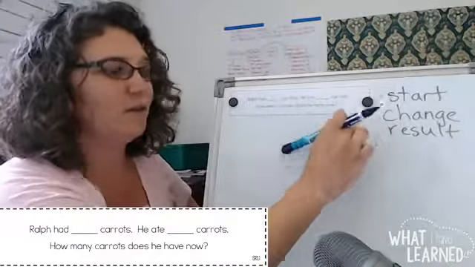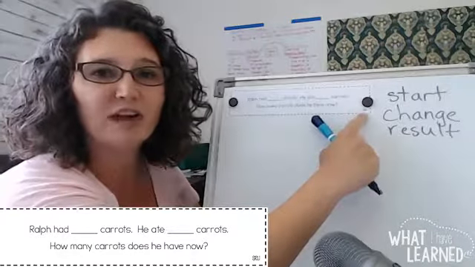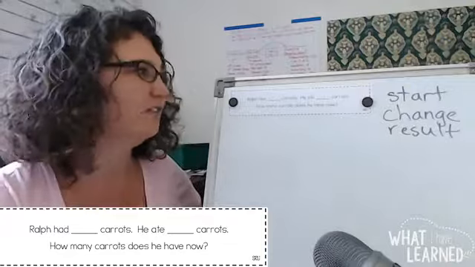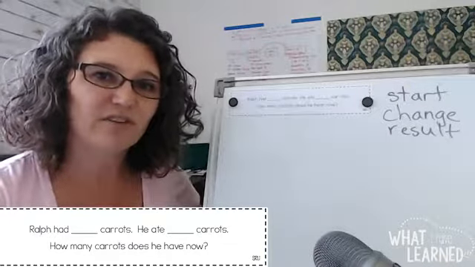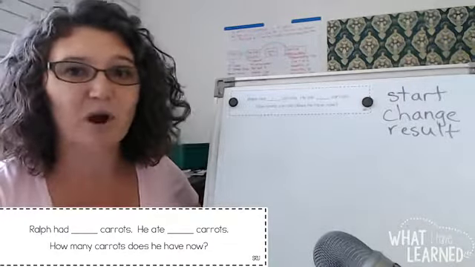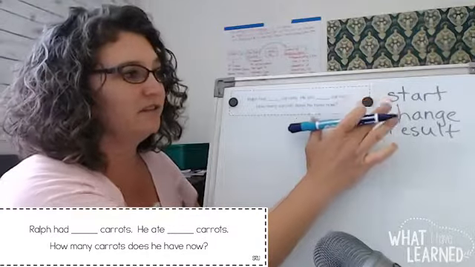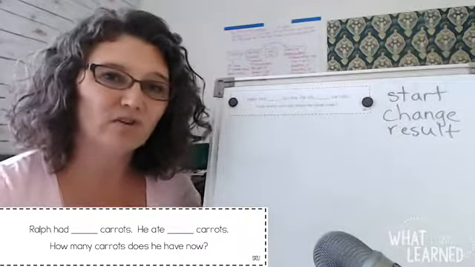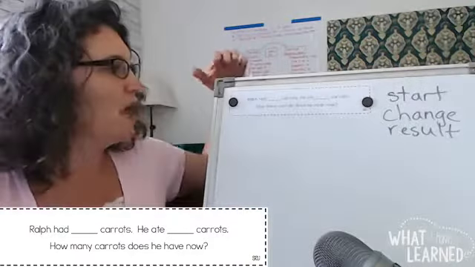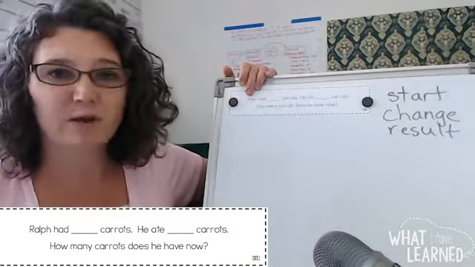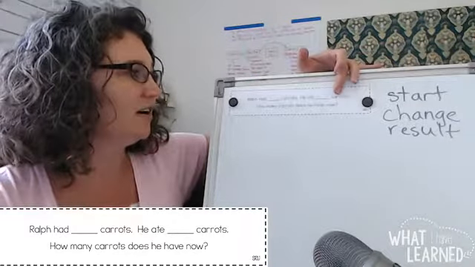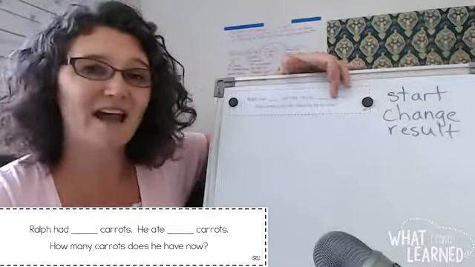I have it at the bottom of the word problem in very small type so that you can see what it is, but I don't necessarily tell that to students. What I ask students to find is what the unknown is in the problem. I ask them to find the start, the change, and the result, and then I ask them what we are solving for. What is the unknown? This particular problem starts out, Ralph had blank carrots. He ate blank carrots. How many carrots does he have now?